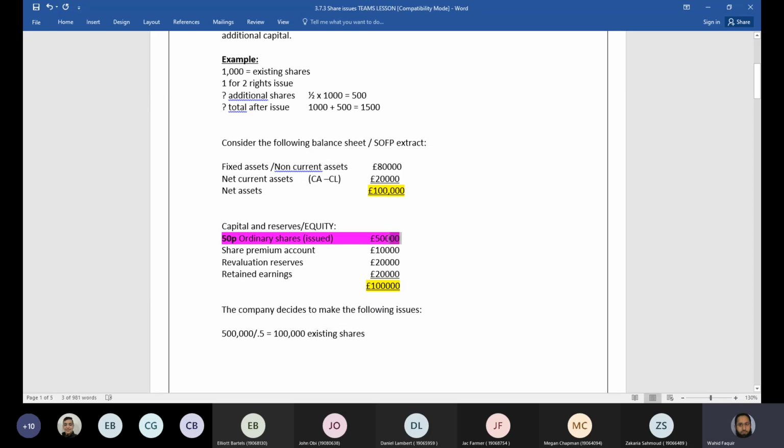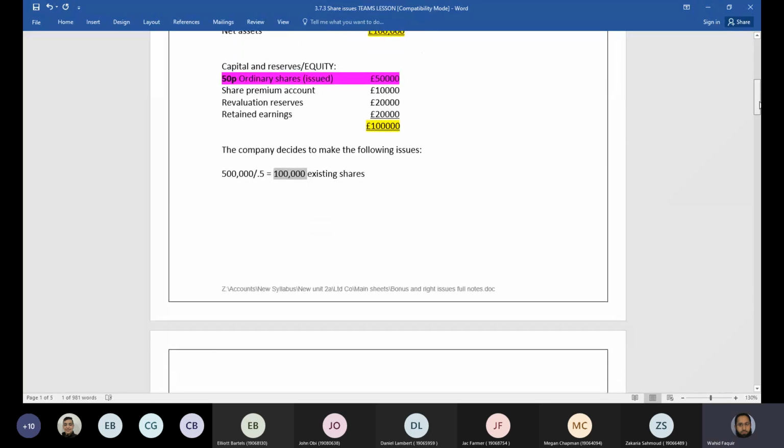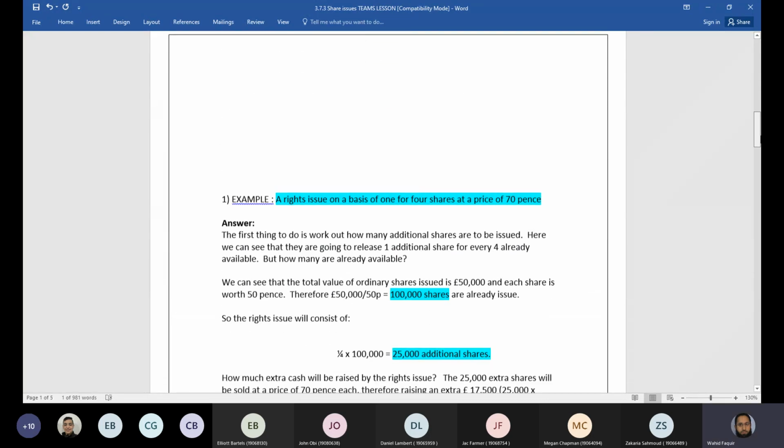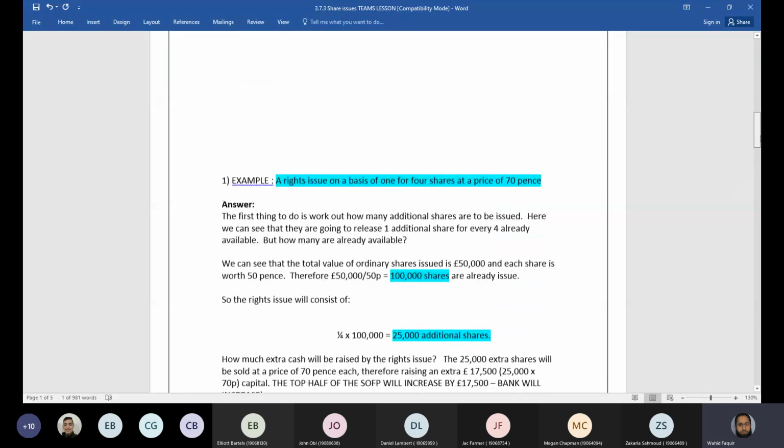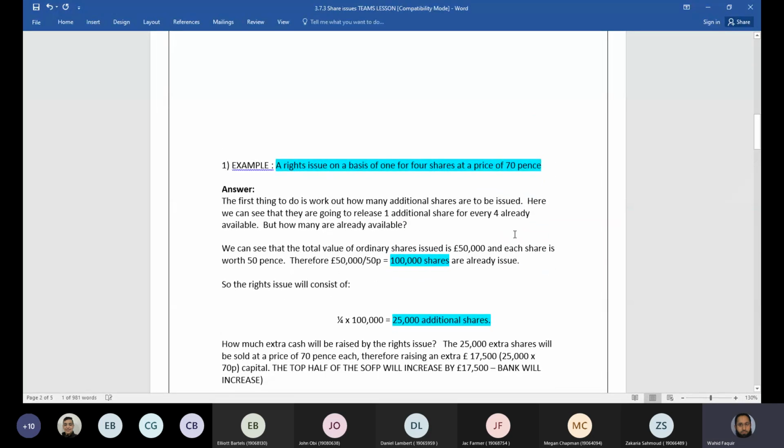And inconveniently, it's not that figure there in number without the pound sign. It depends. It can be if it was a £1 share, but if it's anything other than a £1 share, we have to do this little calculation. That tells us that's how many shares we have existing. And now we're in a position to work out how many additional shares are going to be issued. Very straightforward. Follow this on the screen.